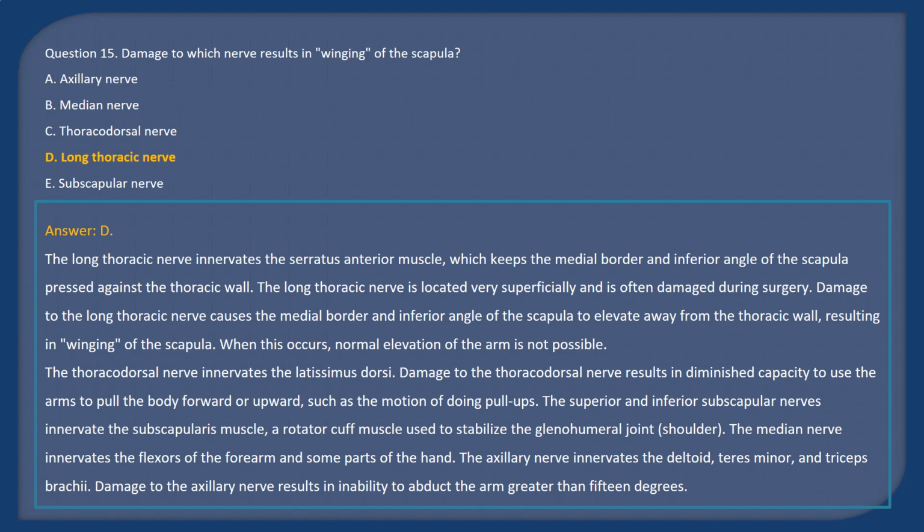The superior and inferior subscapular nerves innervate the subscapularis muscle, a rotator cuff muscle used to stabilize the glenohumeral joint (shoulder). The median nerve innervates the flexors of the forearm and some parts of the hand. The axillary nerve innervates the deltoid, teres minor, and triceps brachii. Damage to the axillary nerve results in inability to abduct the arm greater than 15 degrees.